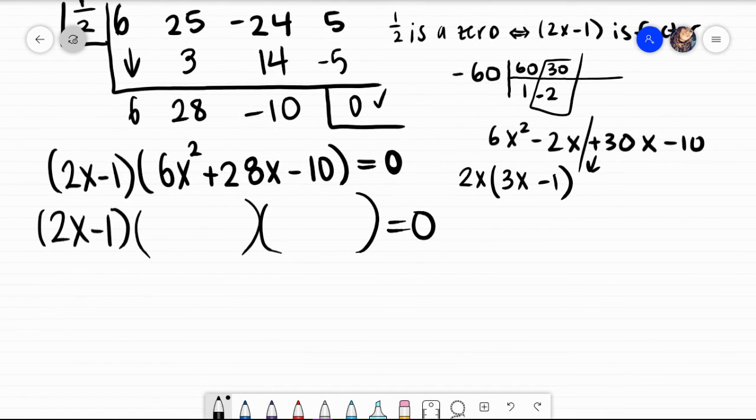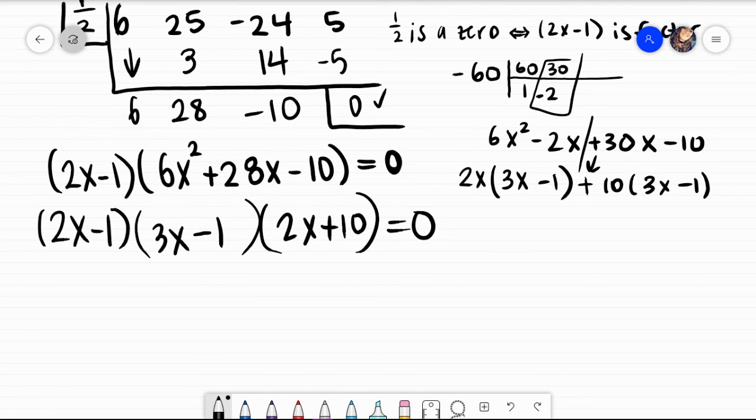Bring down the plus sign. They have a 10 in common. That gives me a 3x. That gives me a -1. Awesome. That means I have 3x minus 1 and 2x plus 10. Now what you do is set all of these equal to 0.